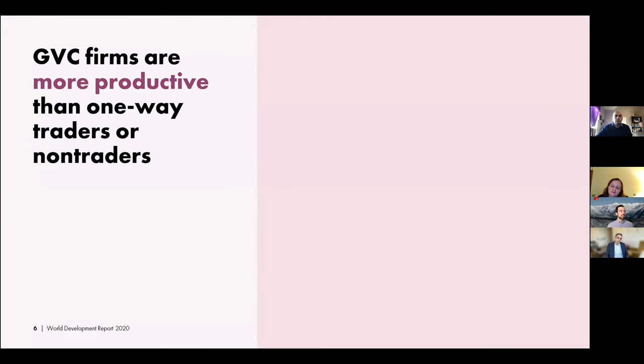But before speaking about determinants, let me speak about the link between global value chains and diversification. At the basis of this, we find that firms that are in global value chains tend to be more productive than other firms. Because of data limitations, we had to make an assumption of which firms are in value chains. So we took firms that both import and export, and we compared their productivity to firms that neither import nor export, or only import or only export.